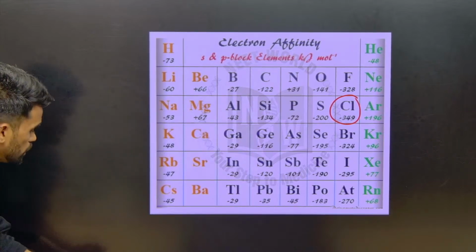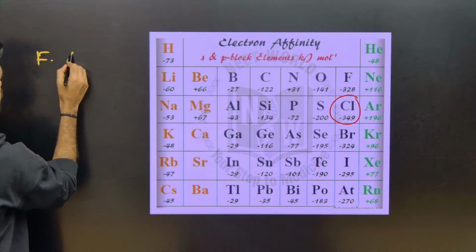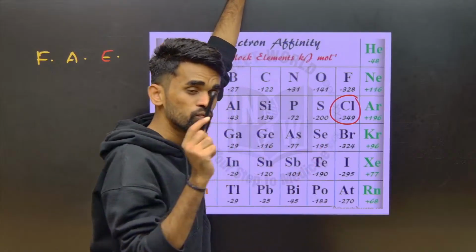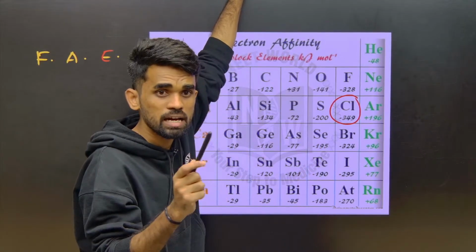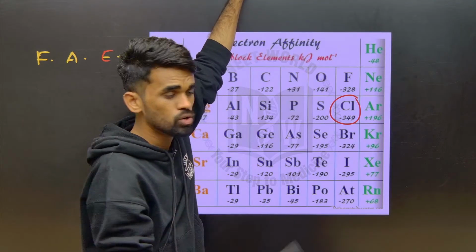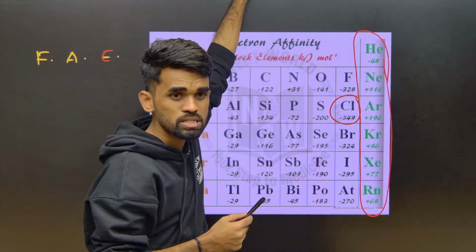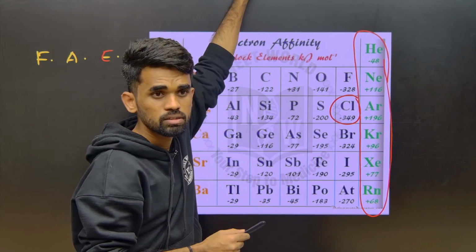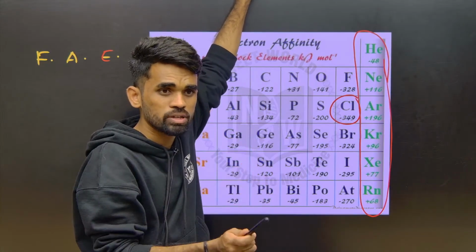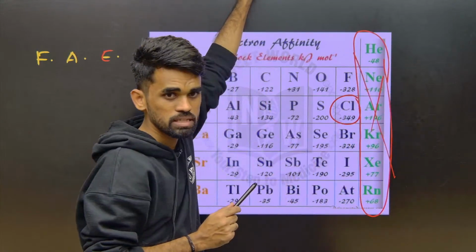You need to understand the factors affecting this. What are the factors affecting electron gain enthalpy? What I told you: electronic configuration. If it already has a stable electronic configuration, will it have a tendency to gain the electron? No. That's why noble gases have positive values. Positive indicates they have very little tendency, or are not able to gain that electron. So electron affinity is not shown by these elements.